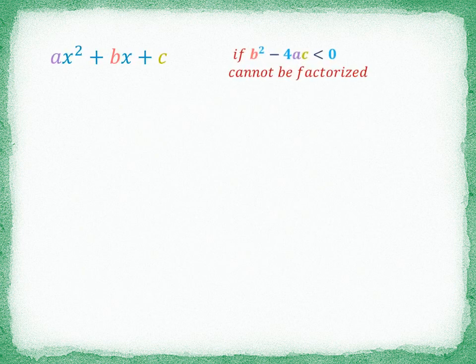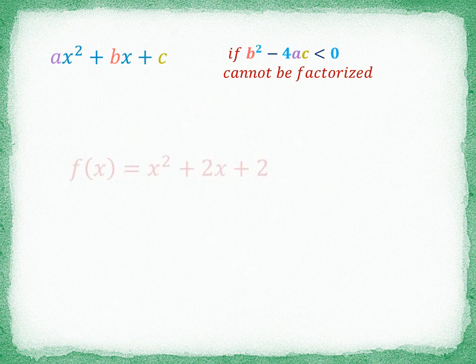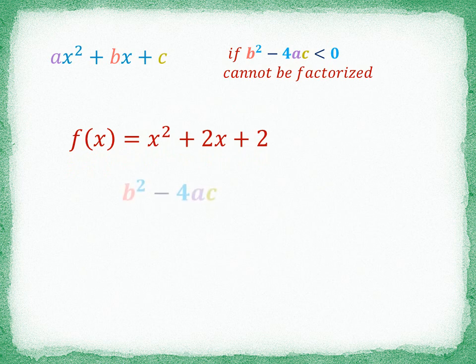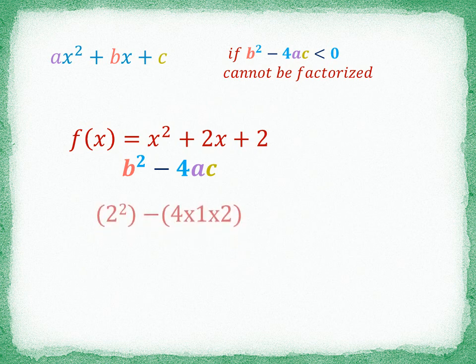Sure, that's an easy way to find factors, but before you start using it for every equation, there's one thing you should know. Not all polynomials can be factorized. Yep, it's true. But a quick way to know which ones can be factorized is by using this little check. Remember, your general polynomial is ax squared plus bx plus c. Well, if b squared minus 4ac is less than 0, then the polynomial cannot be factorized.